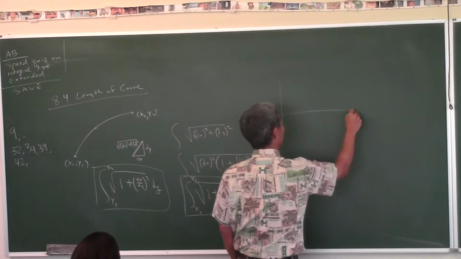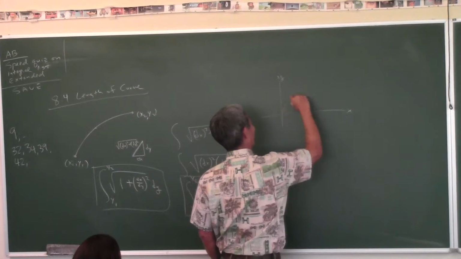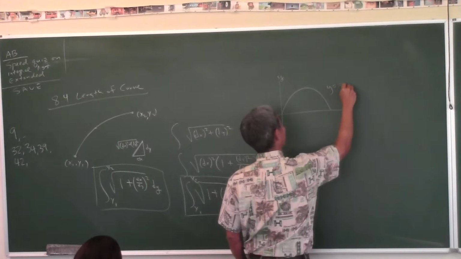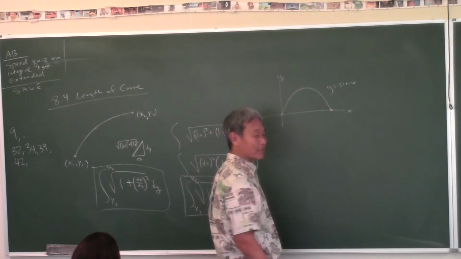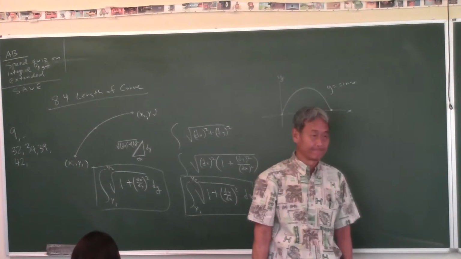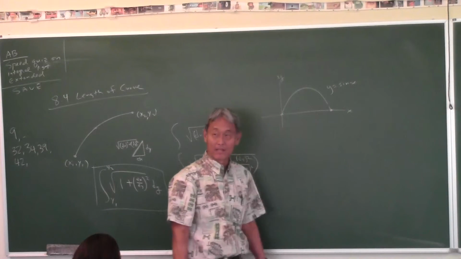I like the sine curve here. Here is the sine curve. y equals sine x, 1 hump. From here to here, find the length of the sine curve. From there to there, find the length of that.